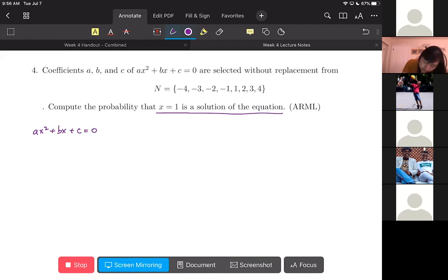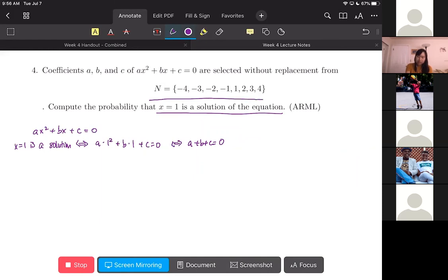Yeah, so if x equals 1 is a solution, that means that a times 1 plus b times 1 plus c equals 0, which is a plus b plus c equals 0. So now we've changed this problem to say, how many ways can I select a, b, and c without replacement from the set n such that a plus b plus c equals 0? And so we can use casework to count this.